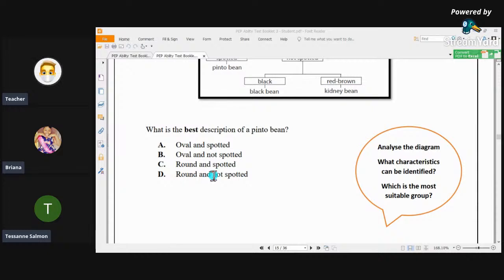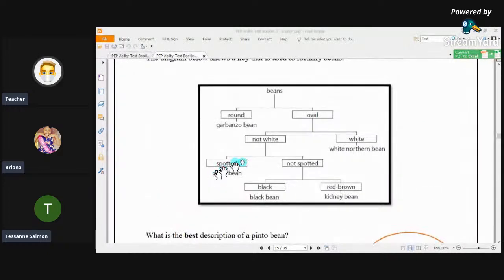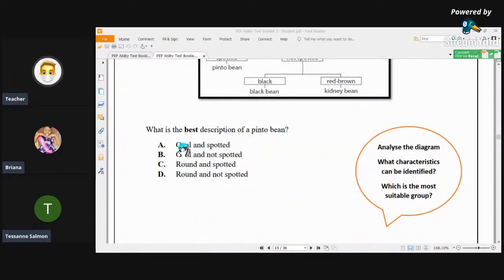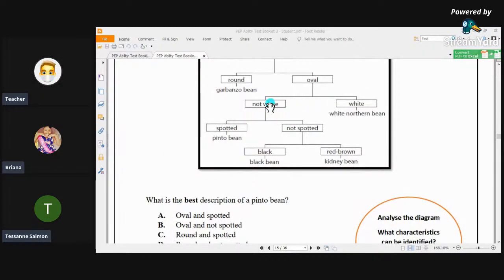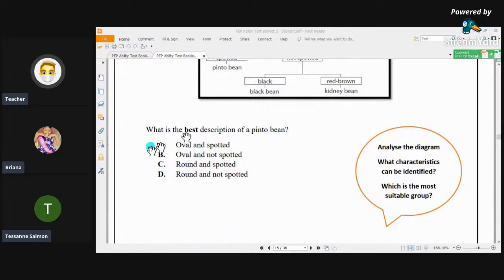All right, let's go down. Let's go back to this, down one level. We need to determine if it is white or not white. Let's see. Oval and spotted. All right, if it is not white, then is it spotted or not spotted? The pinto bean is what? Spotted, sir. All right, so it is both spotted and what? Oval. Do we have that here? Yes, sir. That would be option A. Option A it is. Thank you.